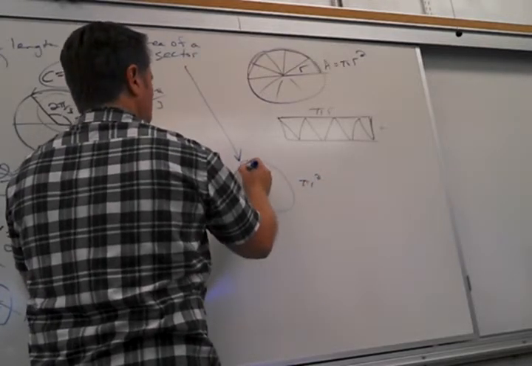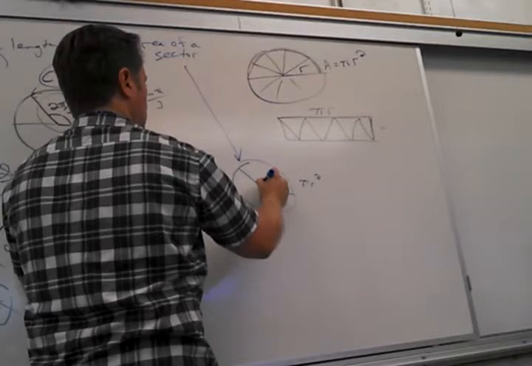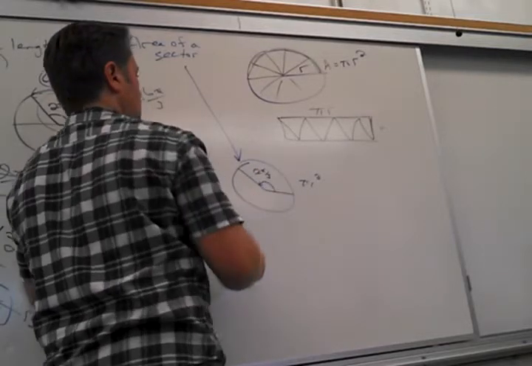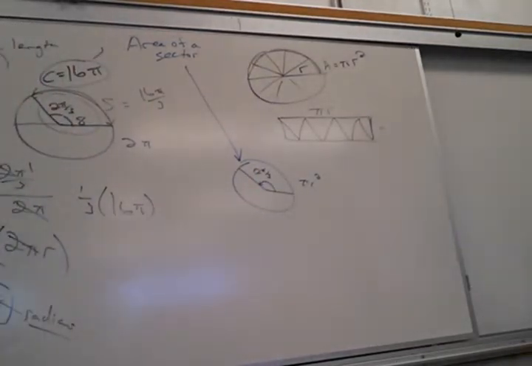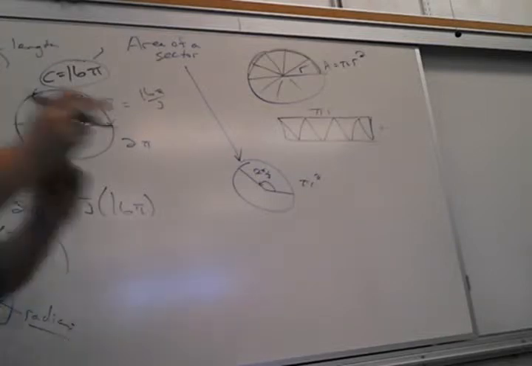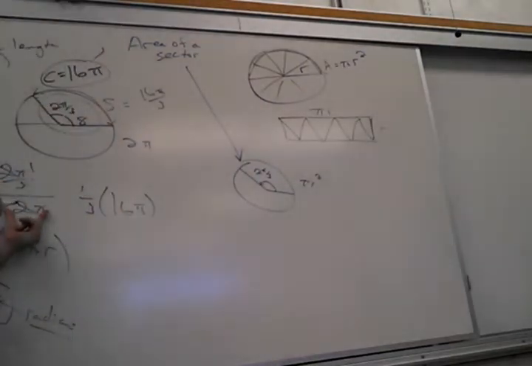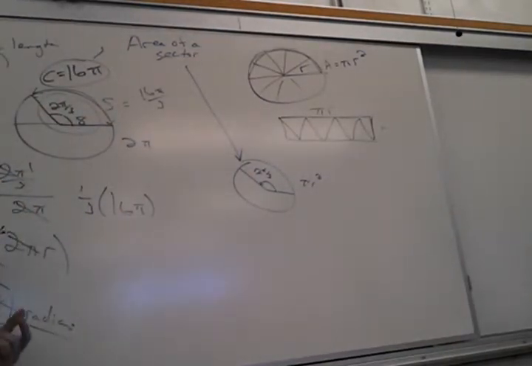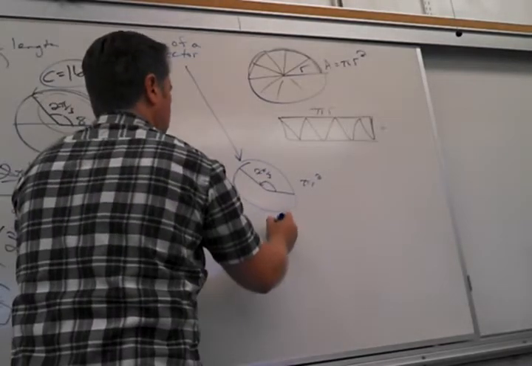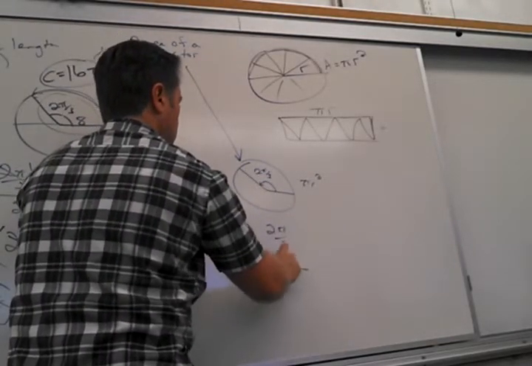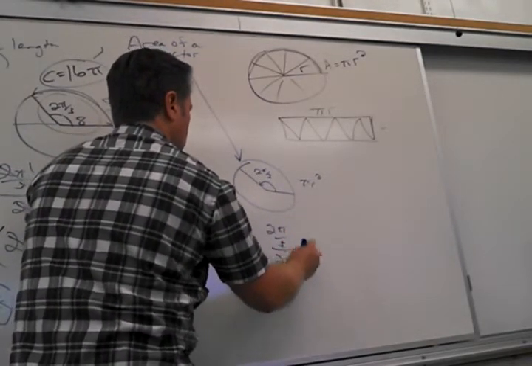So let's just do the same angle again. If I went through an angle of 2 pi over 3, what fractional part of the circle have I cut out? 2 pi over 3 over 2 pi. Exactly. This whole theta over 2 pi thing is going to happen again. So I would have cut out 2 pi over 3 over 2 pi.